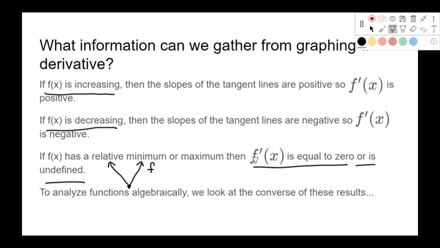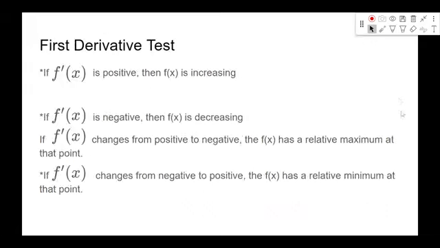All right? Now, to analyze these functions algebraically, to use the derivative to get information about f, we're going to look at the converse of all of these things. Now, remember, converse, back from geometry, means that you're going to flip the if-then portion of the statement. Okay? We're just going to flip it around. So, this is really my first derivative test. If f prime is positive, then f must be increasing. If f prime is negative, then f is decreasing.